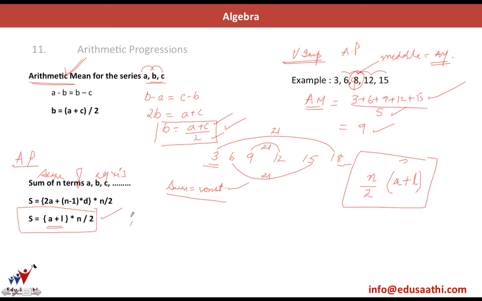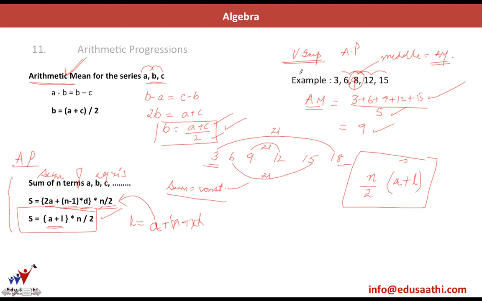Now L is the last term, which can be written as A plus (n minus 1) D, the general formula for it. If I substitute it back, the A's will combine to give me 2A plus (n minus 1) D, and n by 2 is as such. So this is the formula that we use for the sum of n terms of an AP.